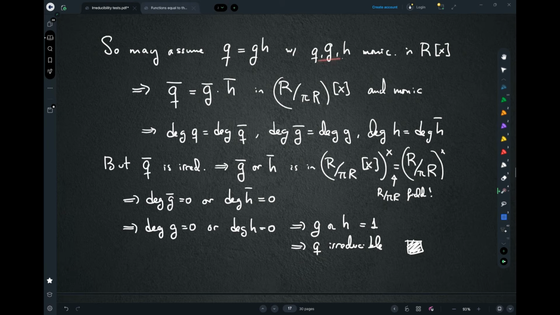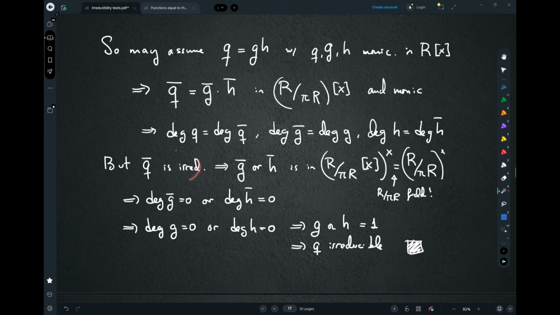Great. Now that I have that factorization, I'm going to pass to the quotient and reduce q in the quotient R modulo pi, and that's going to be equal to g bar times h bar. And now everything is happening in the quotient ring R modulo pi, which we know is a field now. And everything is monic here. Since everything is monic, when I reduce, the degree doesn't drop. So the degree of q and the degree of q bar is the same, and the same thing happens for g and h. All the degrees are exactly the same.